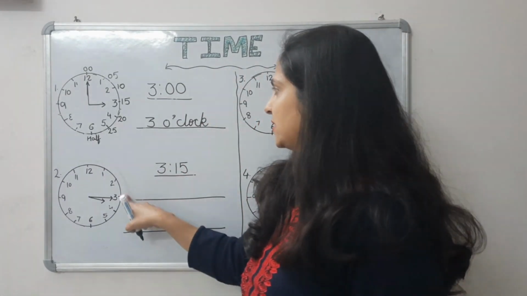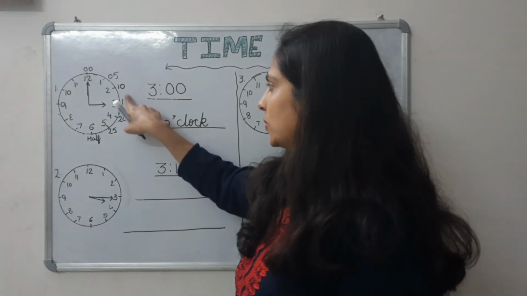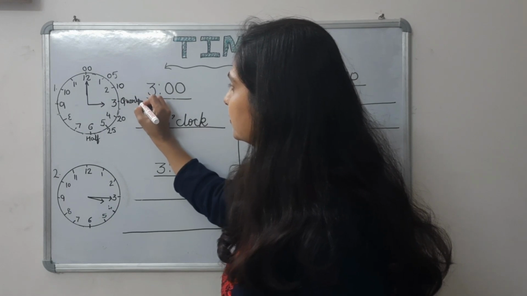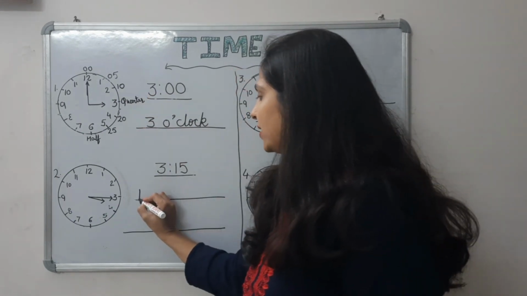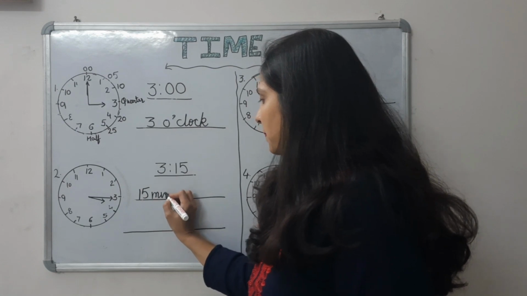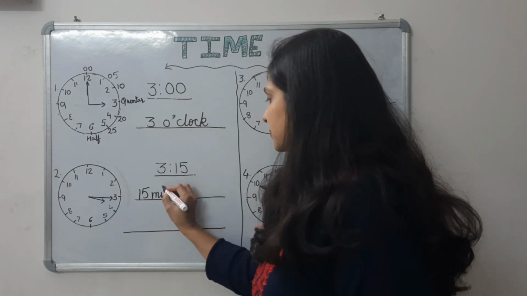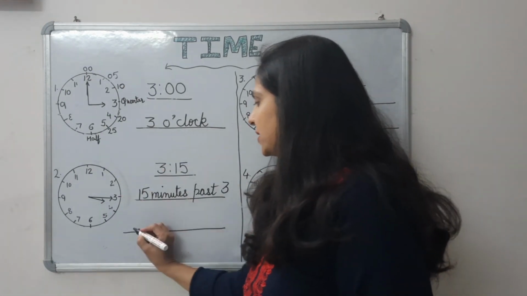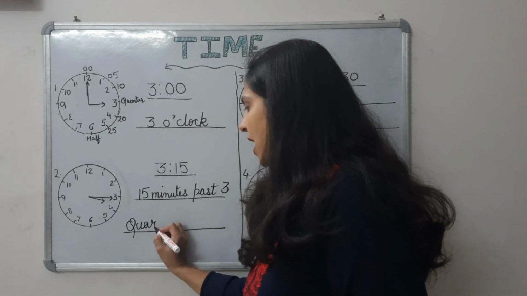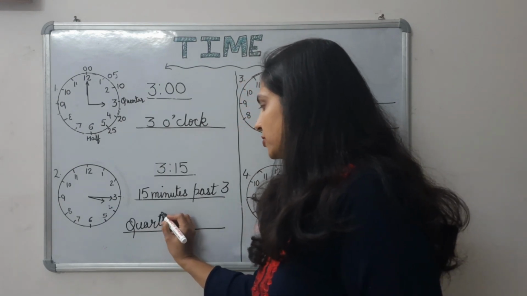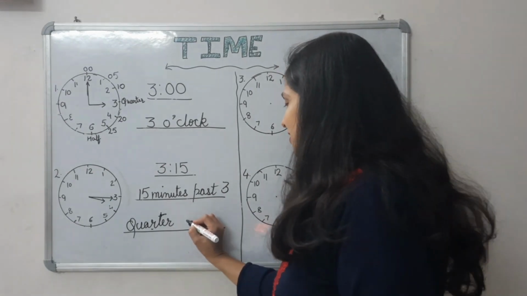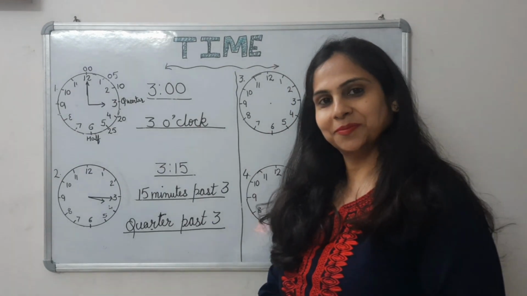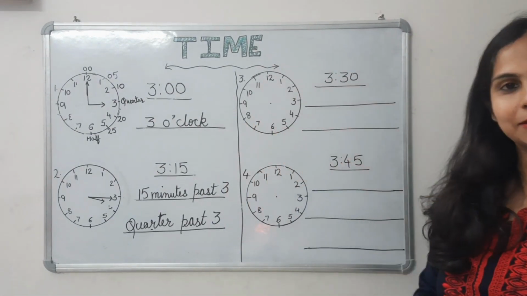Now 3:15, 15 means we can say quarter as well. As I told you earlier, 15 means quarter. Fine. So you can write 15 minutes past 3, or 15 minutes means quarter. Quarter. Don't forget to write R here. Quarter past 3.